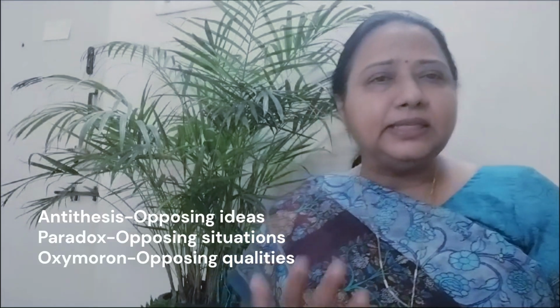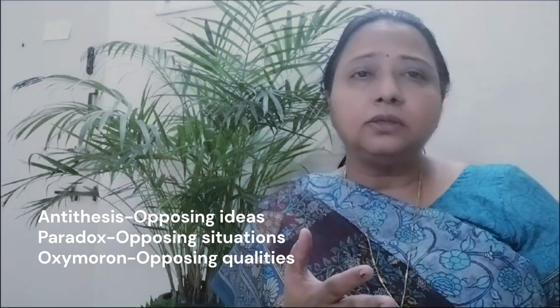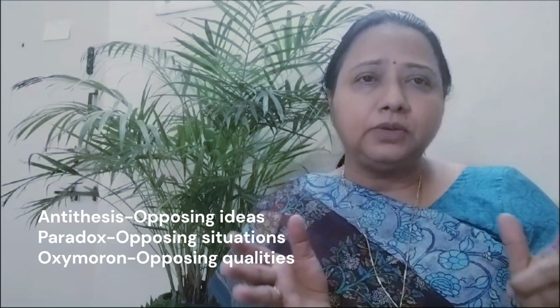So we studied the three together, that is antithesis, paradox and oxymoron, because all three of them had contrasting words in them. And the difference among them is that antithesis has contrasting ideas, paradox, contrasting situations, whereas oxymoron, contrasting words placed side by side in the form of a phrase. Now the remaining two, that is pun and irony.